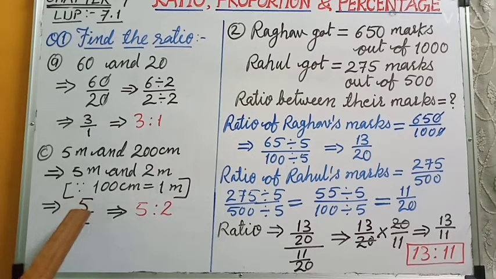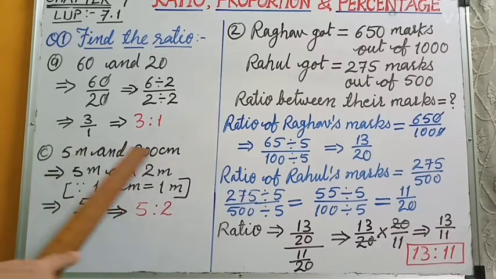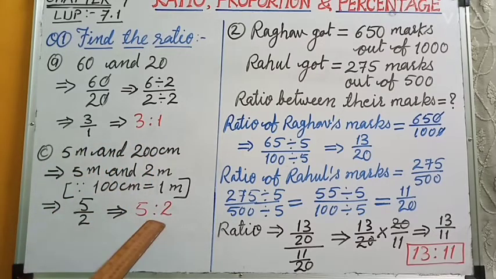We can represent them in fraction. 5 by 2. And 5 by 2 can be written in ratio as 5:2. They are not further divisible. This is the simplest form. So we can write 5 by 2 as 5:2. So the two quantities were given and we converted into ratios.